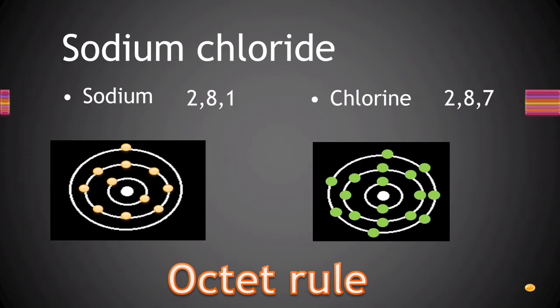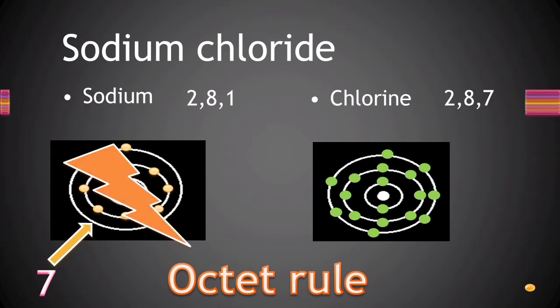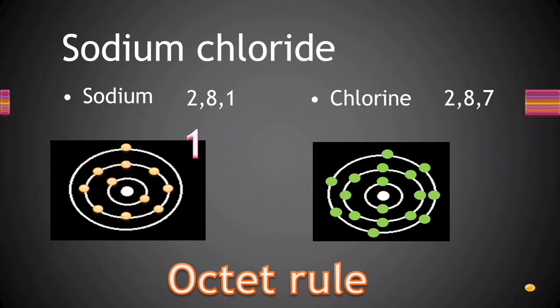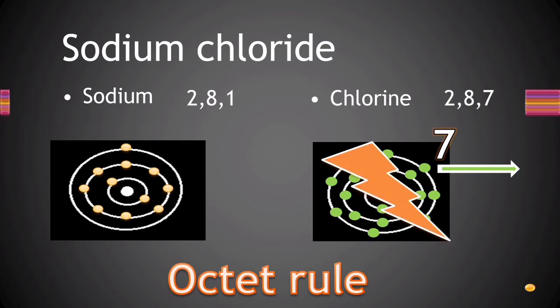So, for a metal like sodium with 1 valence electron, it can either receive 7 electrons or lose the 1 valence electron. But receiving 7 electrons requires so much energy that sodium easily attains stability by losing the 1 electron. Similarly, for chlorine to lose all the 7 valence electrons, so much energy is required to be given to the atom. So, chlorine easily attains stability by accepting 1 electron.